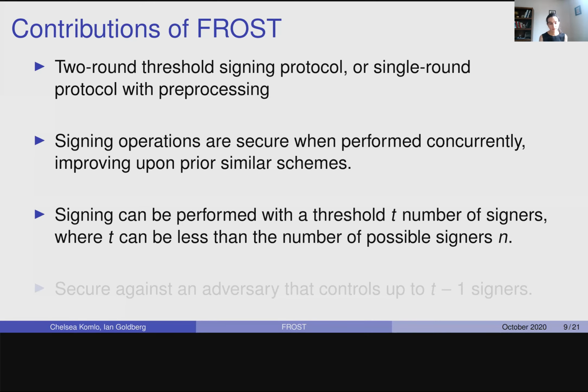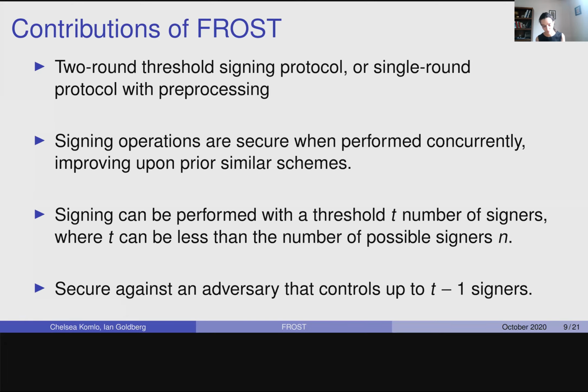Another thing that's nice about Frost is that signing can be performed with a threshold T number of signers. T can be less than or equal to n. Other schemes in the literature required either all signers, or the number of participants that an adversary had to corrupt might be less than T. Here in Frost, you need to perform signing with T number of signers, and it is secure against an adversary that controls up to T-1 signers.